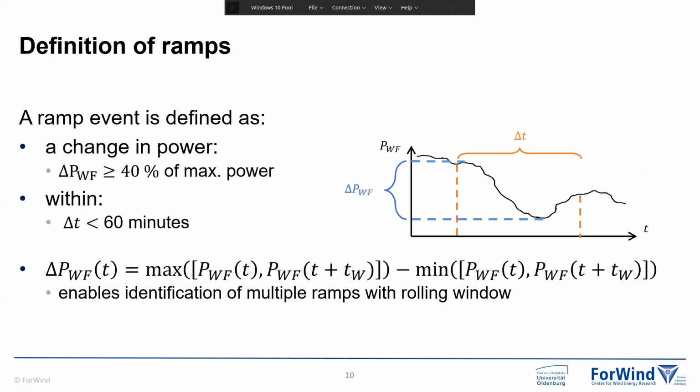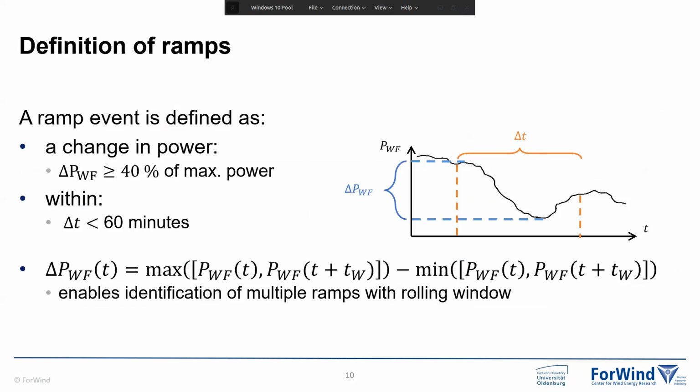Our ramp definition, I mean, those who have looked into it know that there's not a real fixed definition of a ramp, so it really depends on the use case. And this is just a start to look into the data. And so we defined a ramp to have a certain power change within a certain time window. And for us, it was 40% of the maximum power of the wind farm in less than 60 minutes.